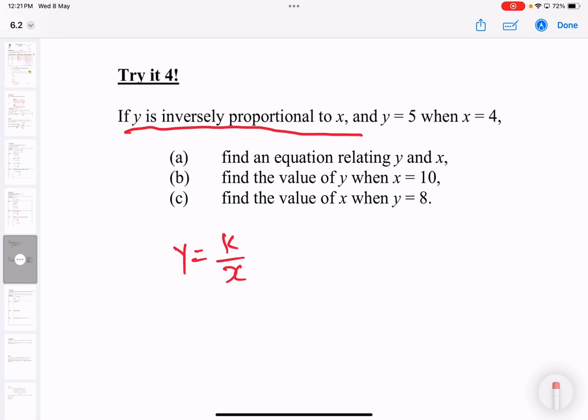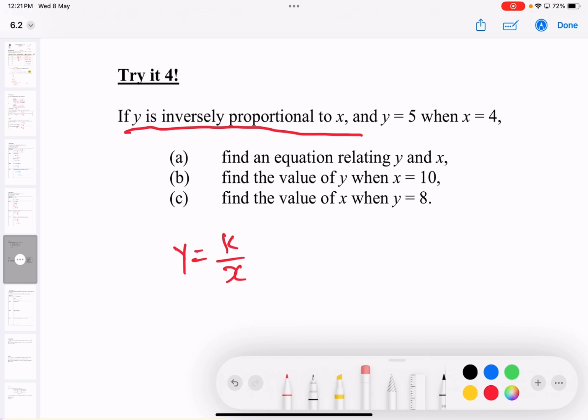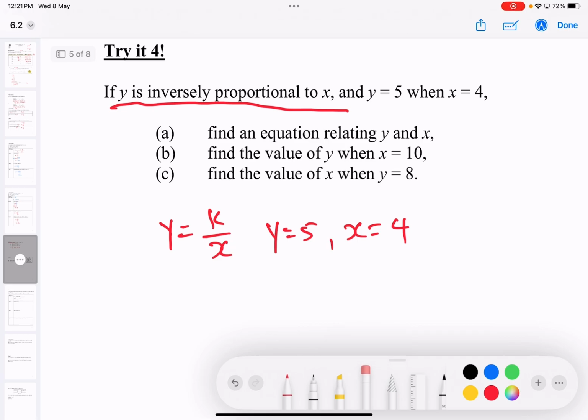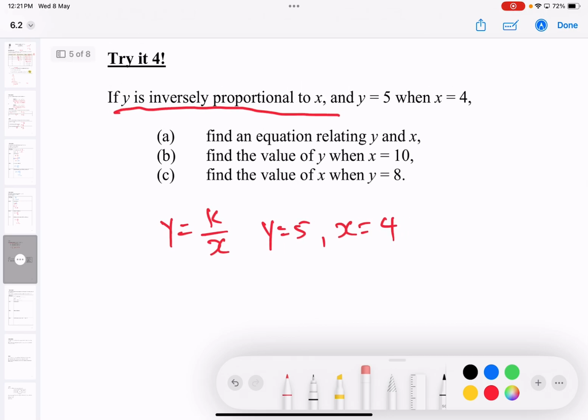What information do I know? I know that when my Y is equals to 5, my X is 4. So, what is the next thing that I should do? Okay? Actually, don't say anything. What is the next thing that I should do? Actually, substitute. But what is the purpose of you substituting? What do you want to find? K. Okay, great.